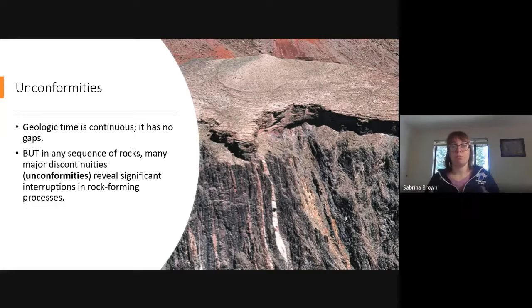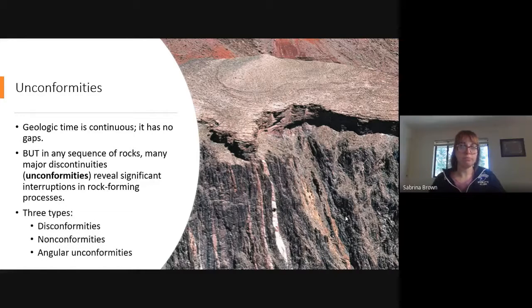And then we got new deposition of rocks during the last glaciation. During the Ice Age, we had new deposition of rocks, but we haven't had continual deposition of rocks in any one location on Earth. And so that missing time in a given place is called an unconformity. And there are three types of unconformities. We have disconformities, nonconformities, and angular unconformities.